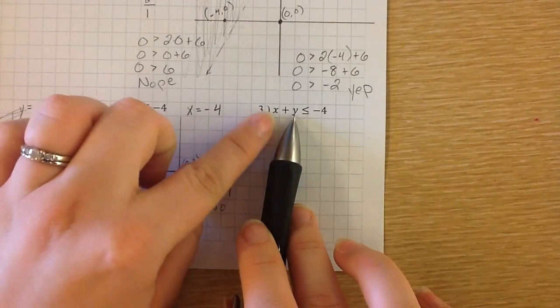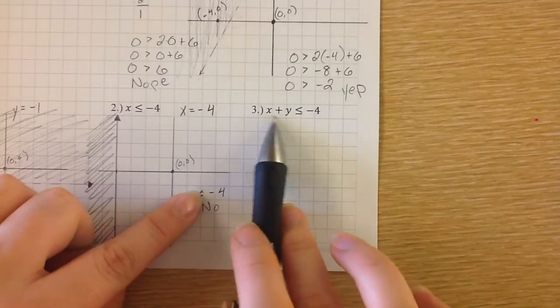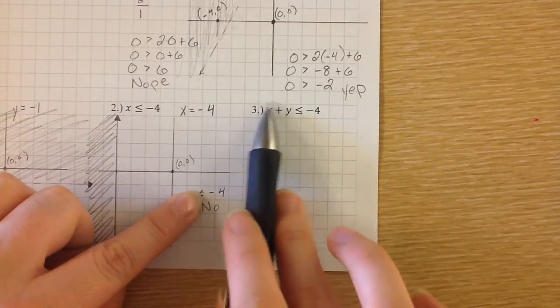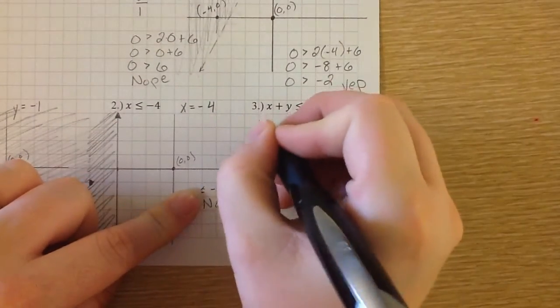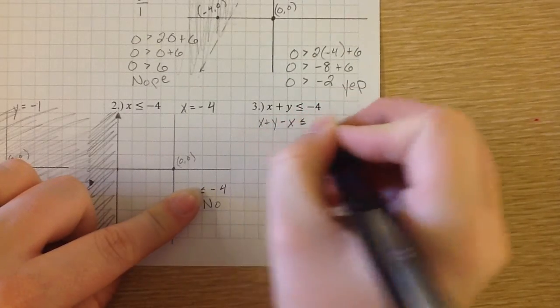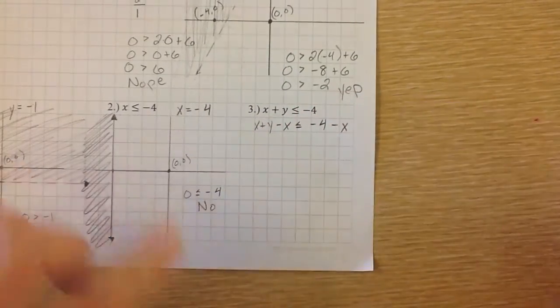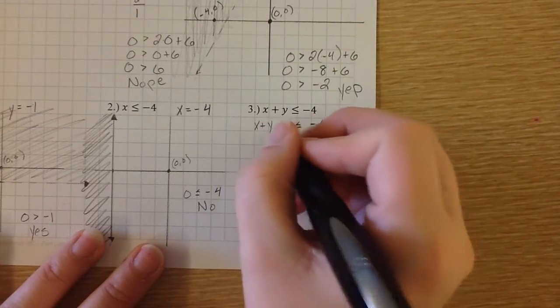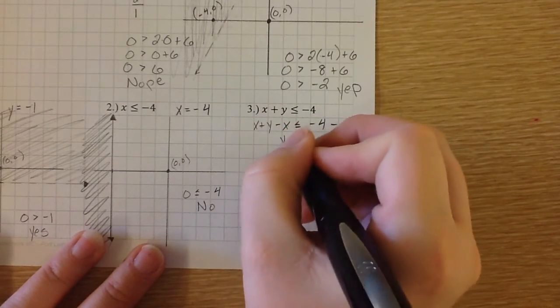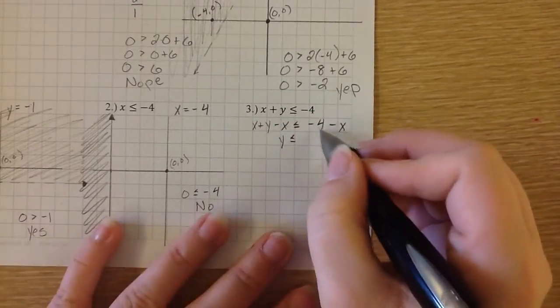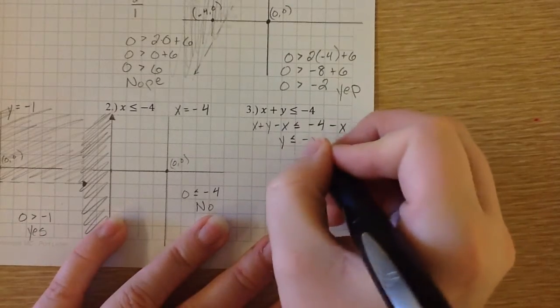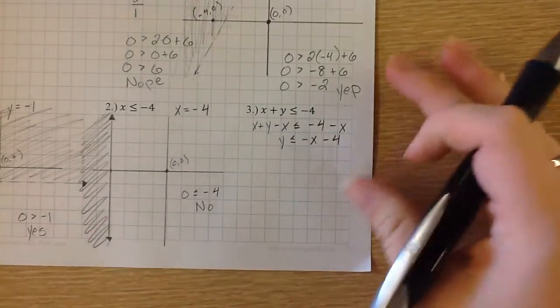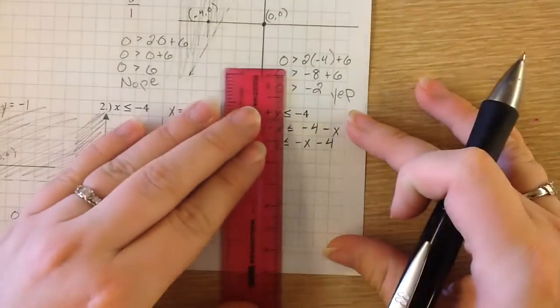So right now it's x plus y, so I'm going to subtract this x to the other side. So we'll have x plus y minus x is less than or equal to -4 minus x. X minus x, so because it is a positive y, is less than or equal to. Now if we rearrange this, it's going to be -x minus 4. Okay, so let's go ahead and let's graph it.